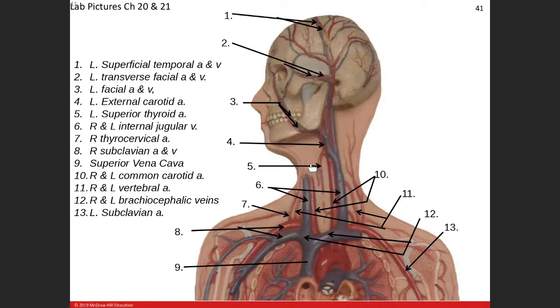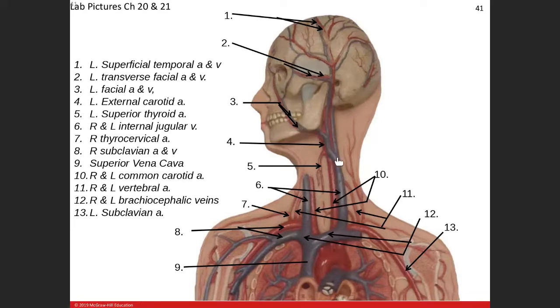Okay. Then the next branch that we see off the external carotid is this guy. And it runs right along the face. So this is the left facial artery. And what's running with it? A companion vessel, which is blue. So that's the left facial vein.